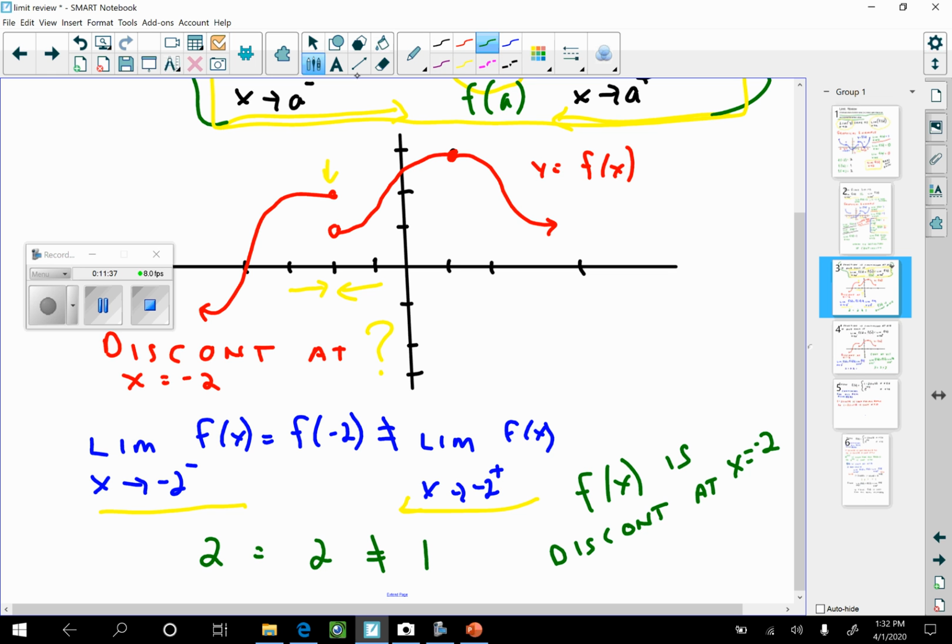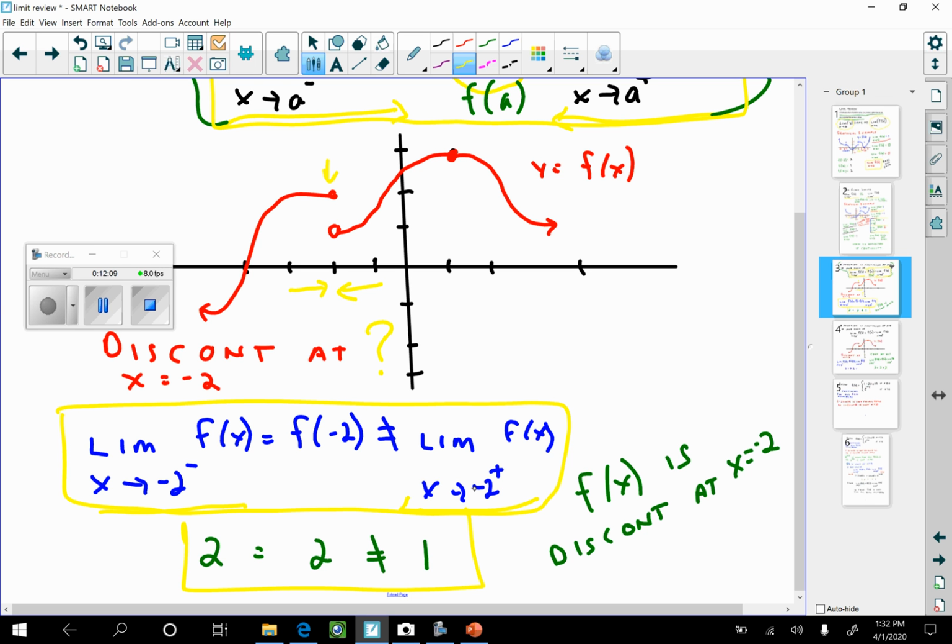Okay. Now we're going to jump down here and we're going to do an analytical problem. This was a graphical problem. It's kind of easy to see. I could just look at that graph and say, oh, this thing is discontinuous at -2. But if someone asked me, hey, give me an analytical reason, this statement and this statement would be the analytical reason that f is discontinuous at -2.